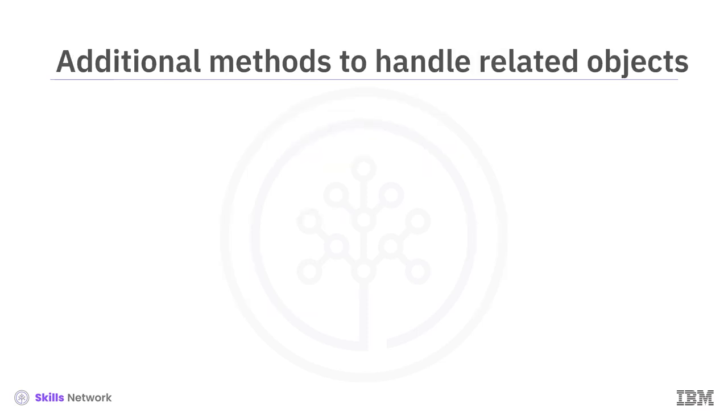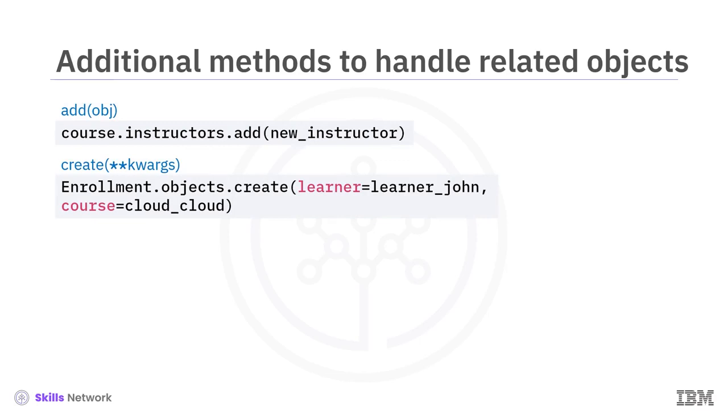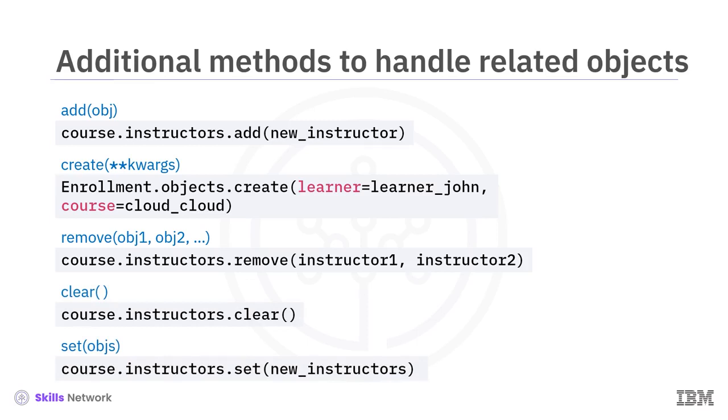There are some additional Django methods to handle related objects. To add an object to the related object set, use the add method with the object reference. To create a new object with related objects, use the create method with keyword parameters such as primitive or relational field values. To remove certain objects, use the remove method with the related object references. To clear all related objects, use the clear method without any parameters. And to replace related objects, use the set method with the new object set.